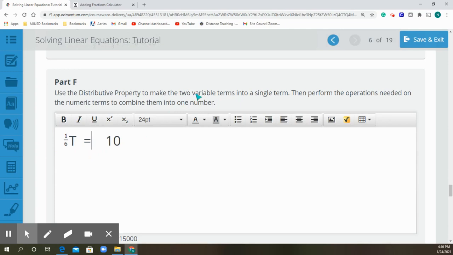So we already have that with the distributive property, we distributed the t across and did all the stuff. So that's correct. Then perform the operations needed on the numeric terms to combine them into one number. We already did that as we did each step. When it said subtract the t from this side over here, we did that. When it said add the 16, we did that. So we combined them into one number.